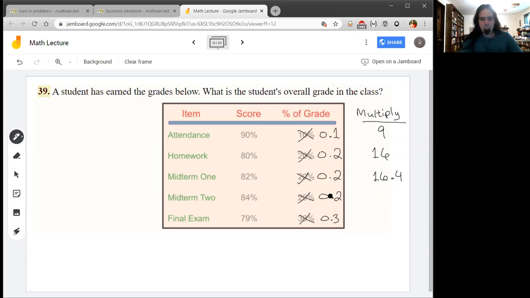84 times 0.2 would be 16.8. 79 times 0.3 would be 23.7. And then when we're done, add them all up. And we get 81.9. And as before, whatever the label on this column was is what we put on our answer. So overall, this student got an 81.9 in the class.